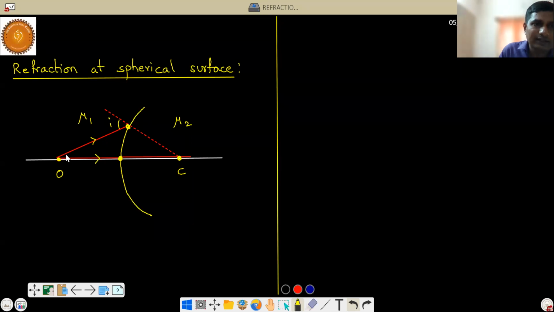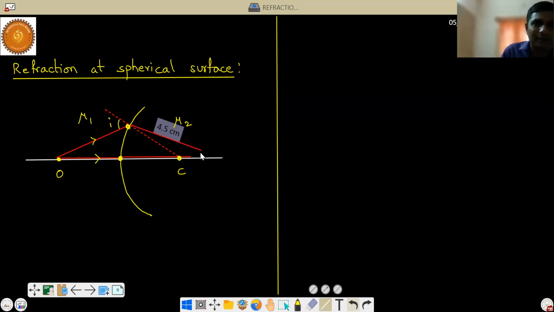So whenever a light ray is going from one medium to another medium, it will bend either towards the normal or away from the normal. At this point, the light ray will not go straight. It will bend like this, either towards the normal or away from the normal.